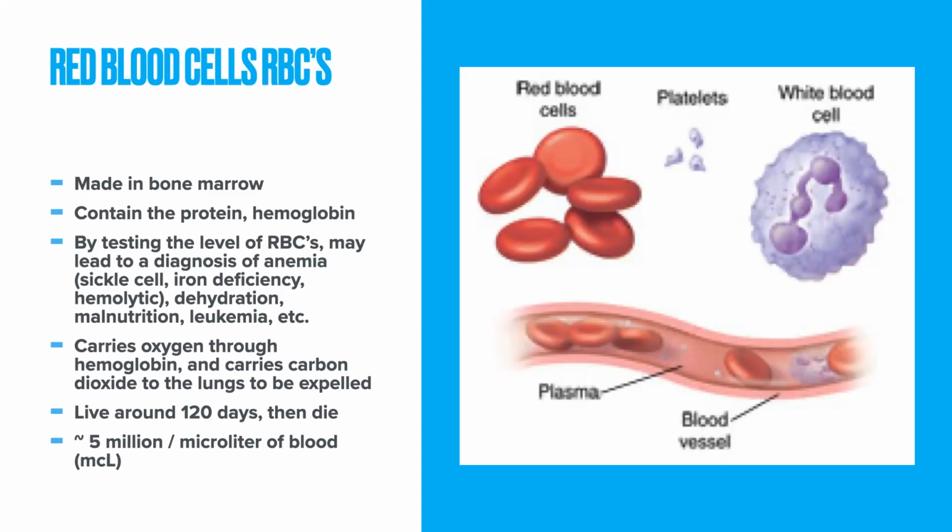Like Justin said, it carries oxygen through hemoglobin and carries carbon dioxide to the lungs to be expelled. So again, it's one of those transporters that is taking good things and bad things away. They live about 120 days and then they die. There's approximately 5 million per microliter of blood. So whenever you look at red blood cell count, you're looking at that number, approximately 5 million.